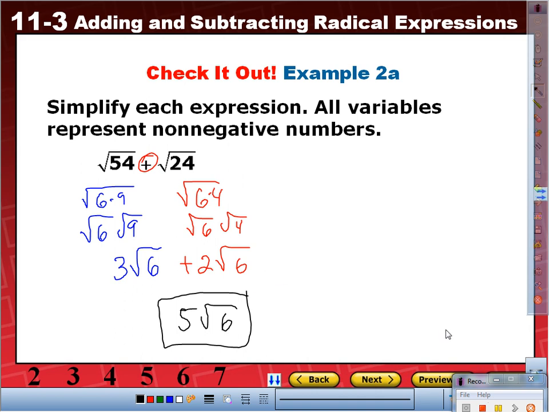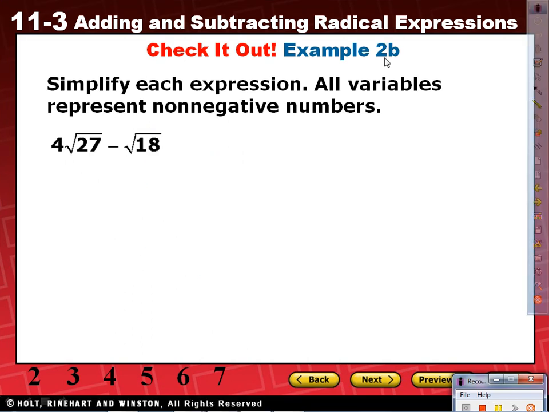Let's move on. Copy these next down. Here we go. Example 2b, we got simplify 4 square root of 27 minus square root of 18. See if you can do that by yourself. Go.